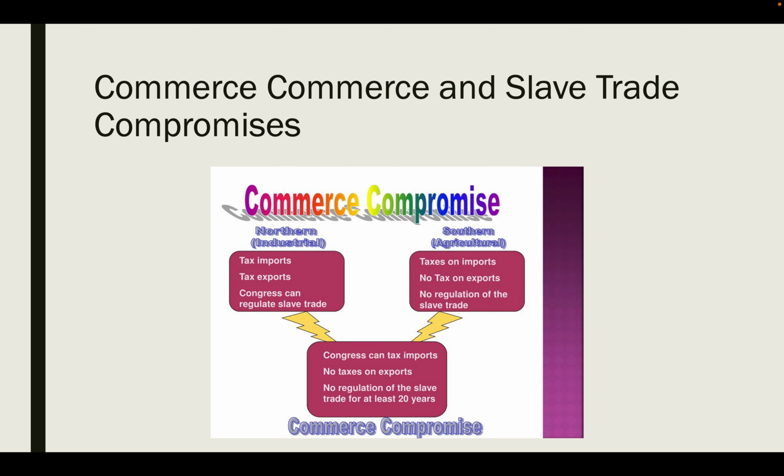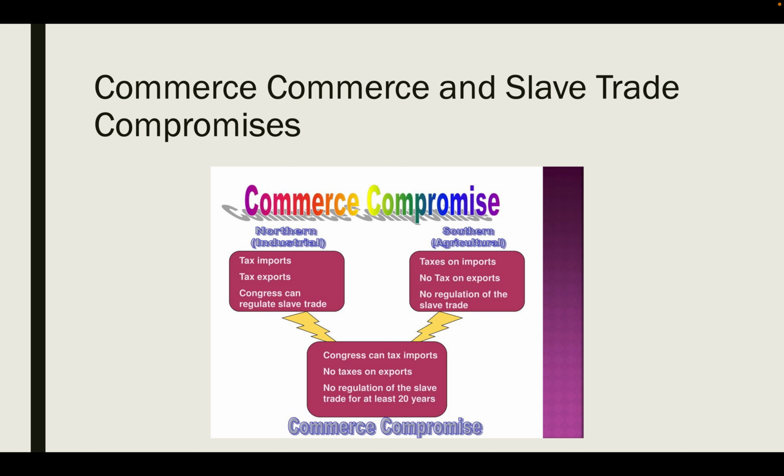The commerce and slave trade, that should be commerce and slave trade compromises. Sorry about that. So we have a situation where you have northern states that are industrial, manufacturing, factories, and in the southern states it's more agricultural. And so both of these are making and selling and transporting, importing and exporting. And so the North wants taxes on imports and taxes on exports, and allowing Congress to regulate the slave trade.